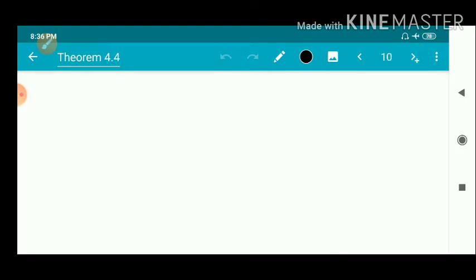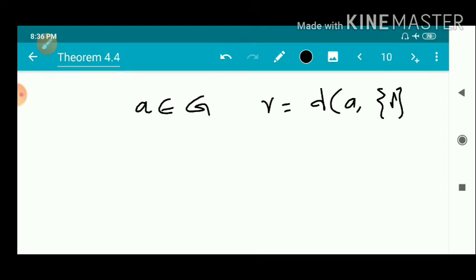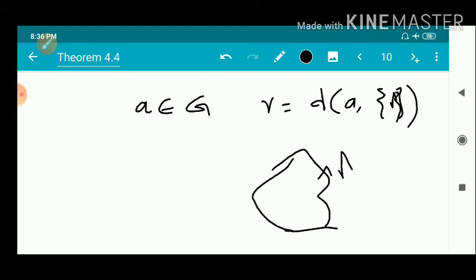So for that, we consider a point A in G and we take a distance r, that is the distance between A and gamma, the trace of gamma. That is, r is the distance between A and the trace of gamma. This is gamma, and A will either be outside or inside in some region. The minimum distance, the smallest distance between A and gamma, is r.